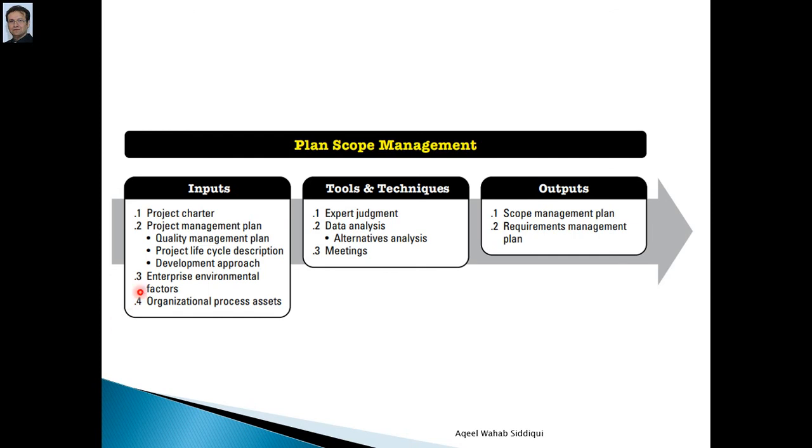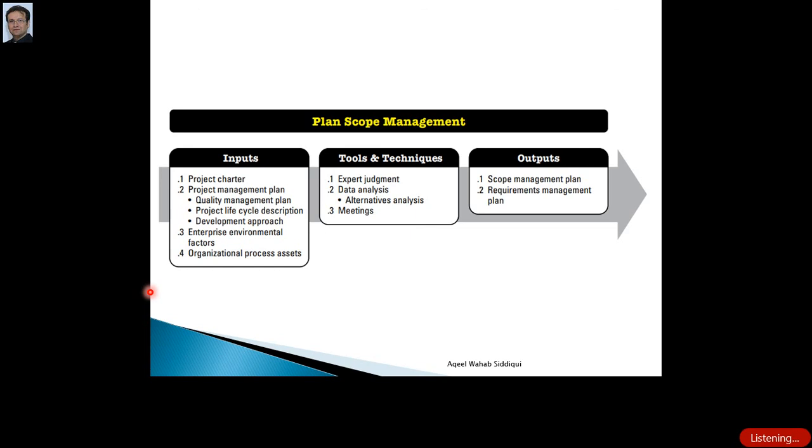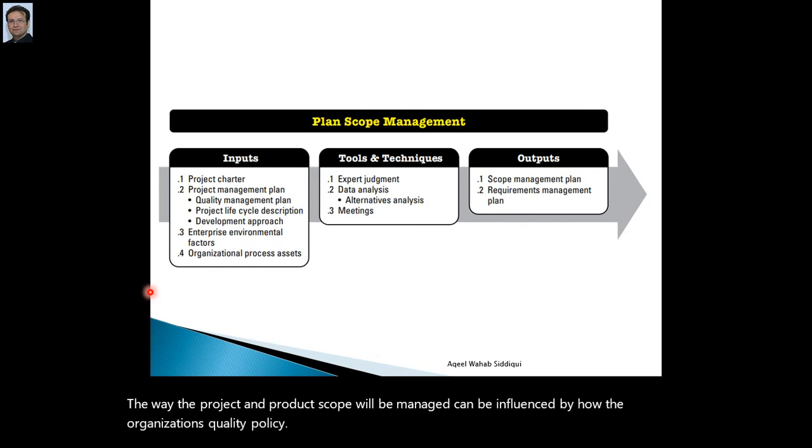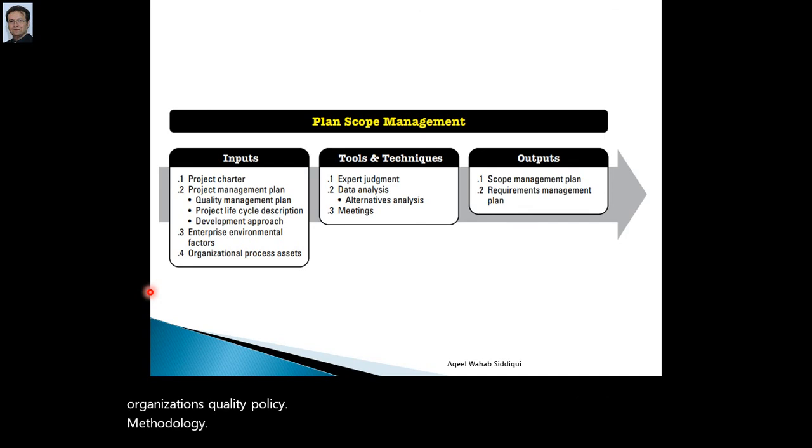What is project lifecycle description? The project lifecycle determines the series of phases that a project passes through from its inception to the end of the project. And in the quality management plan, the way the project and product scope will be managed can be influenced by how the organization's quality policy, methodologies, and standards are implemented on the project.